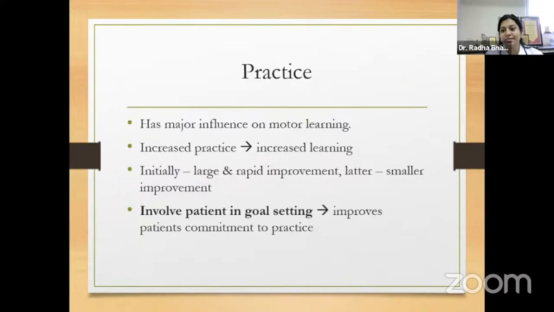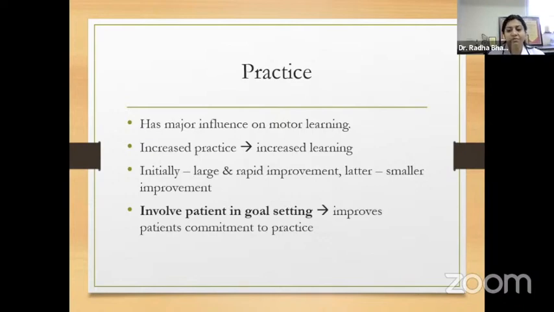Next component was, as we had seen, strategy development, which was having some components. Next was your feedback types. Next is your practice types. So now what type of practice you would use, or how you would design your session so that you get motor learning, or you get your patient to learn that particular activity or get improvement in that particular activity. So practice has a major influence on learning. We had seen it: the number of repetitions, number of practice that we do, more is the learning. So increased practice, increased learning. Initially large and rapid movements, and then you can move towards refining it or smaller improvements.